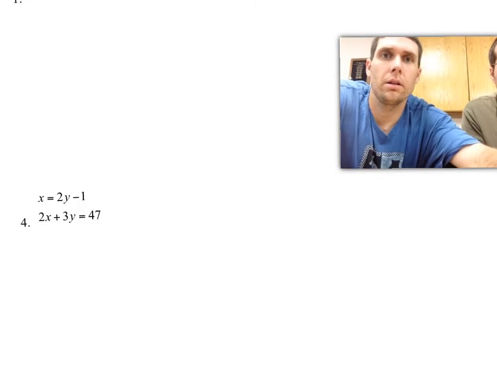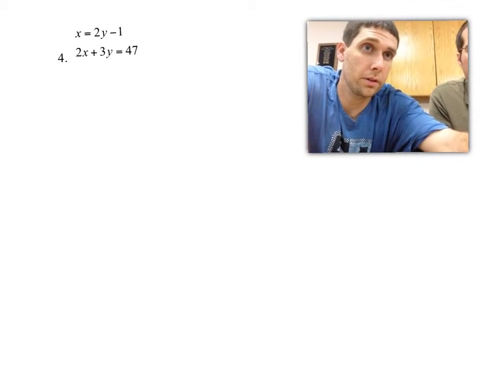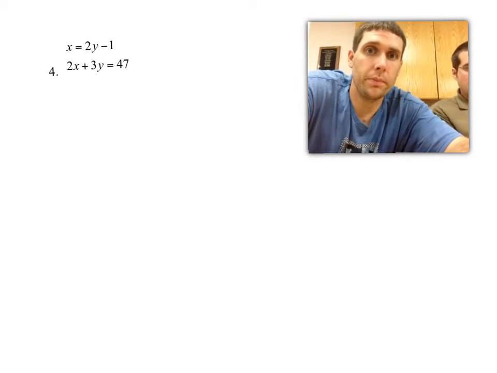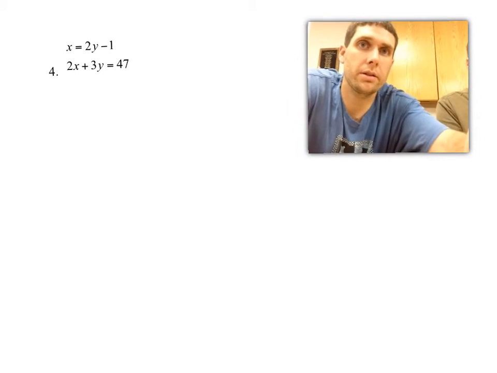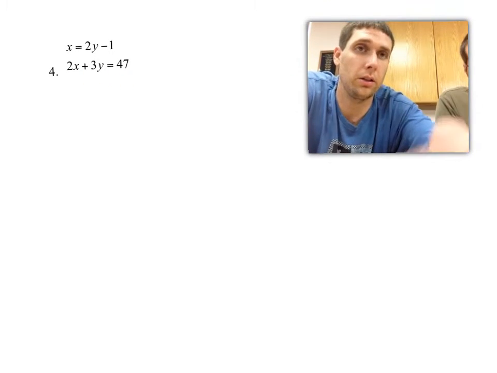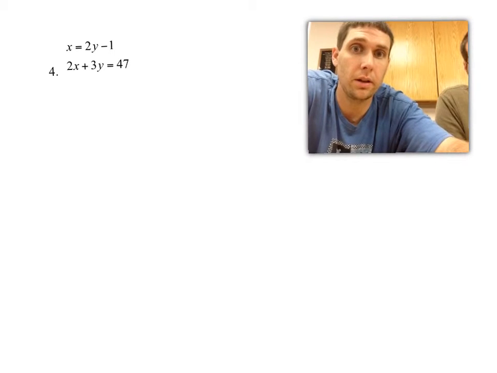Alright, so for number 4 here, move this over. This time we have x equaling 2y minus 1. And then the second expression says 2x plus 3y equals 47. So we don't have x alone twice this time, so it's a little bit different.